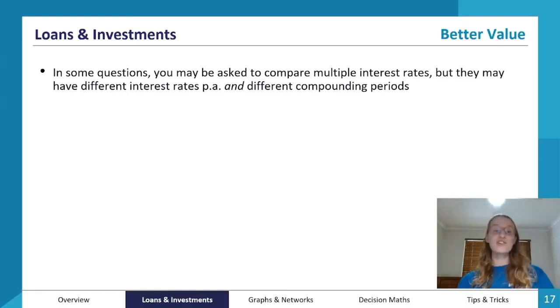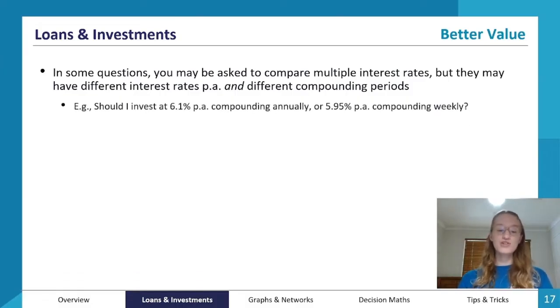In some questions, you might be asked to compare multiple interest rates, like we've already talked a little bit about. You might be asked which one's the better value, this one or this one? I've already mentioned that a higher or lower interest rate, or more or fewer compounds per year, would matter, and we've talked about what you'd choose depending on whether it's a loan or an investment. But what if we have different interest rates per annum and different compounding periods? Then it's going to be really hard to compare them on equal footing.